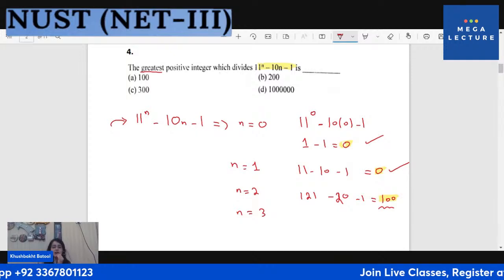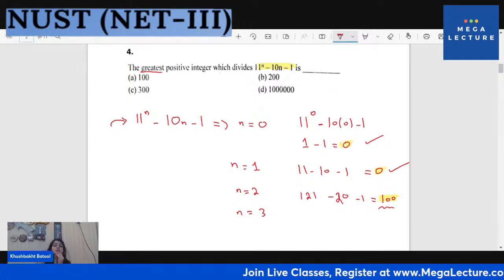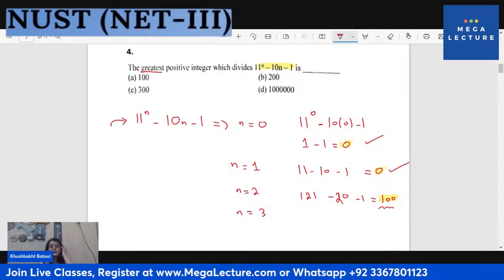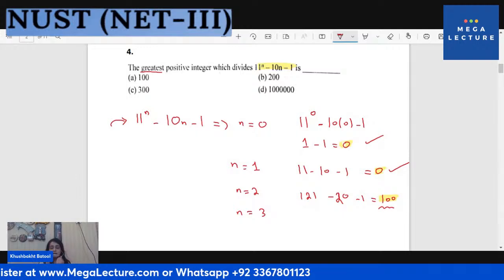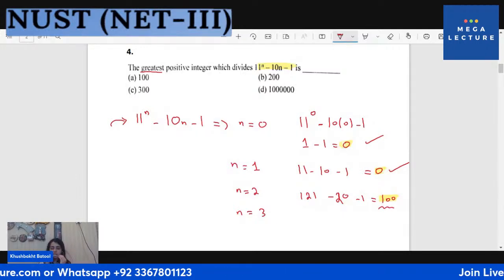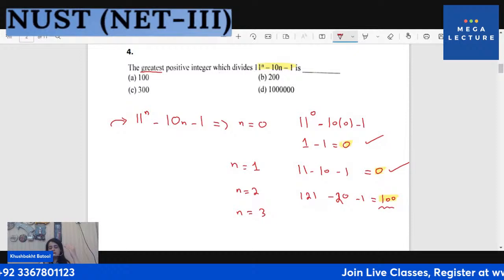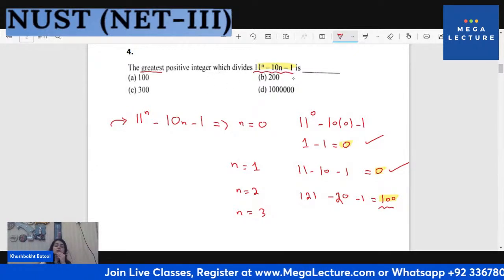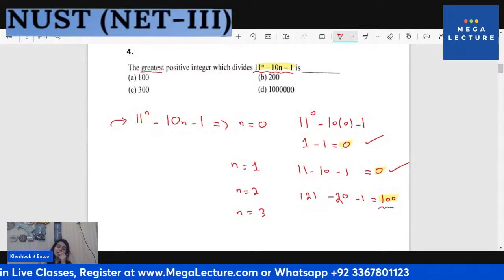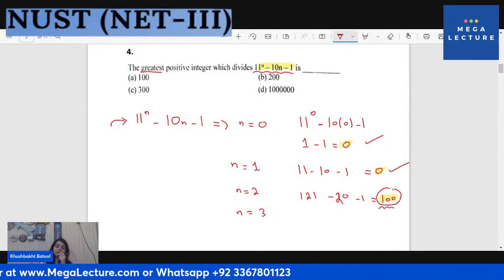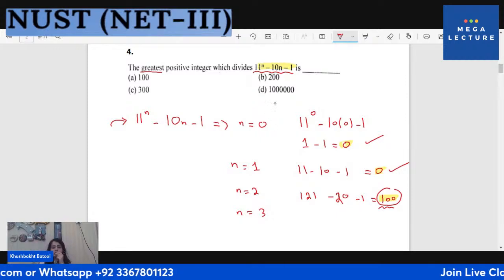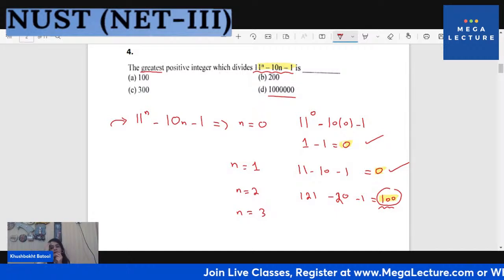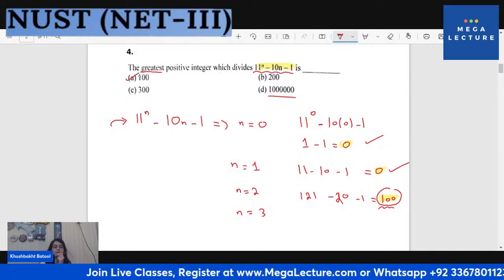The question says greatest positive integer which divides. When it says which divides, it means you must get a whole number. You must get a number where the remainder is 0 basically, right? So that number is 100, because even when for n equals 3, n equals 4, even when you will simplify this expression and you will get greater numbers, those numbers would be divisible by 100. But for this number 100, you cannot use 200, 300. You need to have 100 or anything less than 100. You do not have anything less than 100. So the answer is going to be A in this case, that is 100.